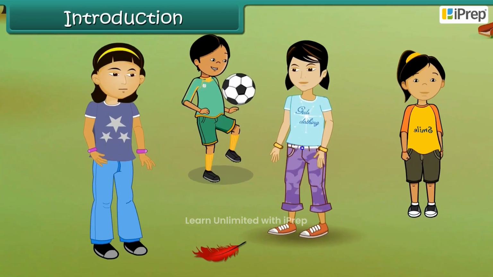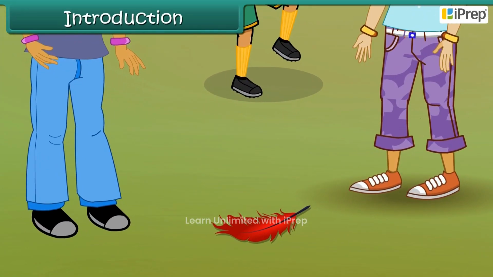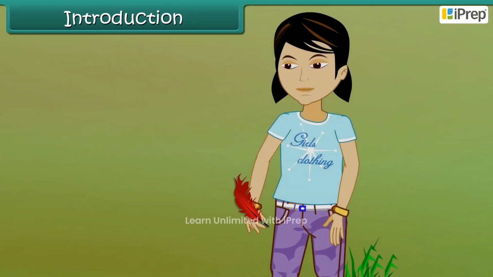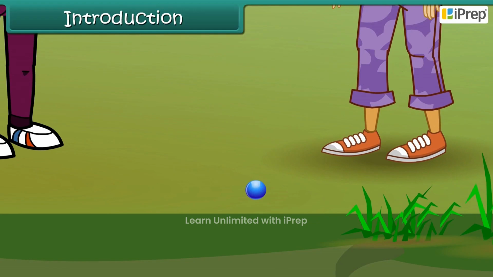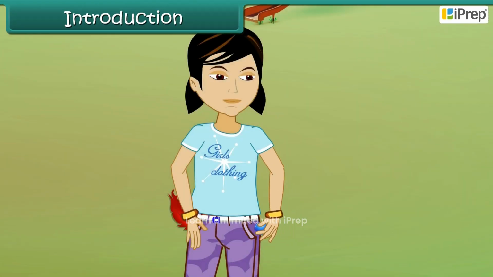Smitha comes across a bright red feather while playing with her friends. She picks it up and puts it in her pocket. A little while later, she sees a beautiful blue marble lying on the ground. She picks that up as well and puts it in her pocket. She notices that the marble is heavier than the feather.